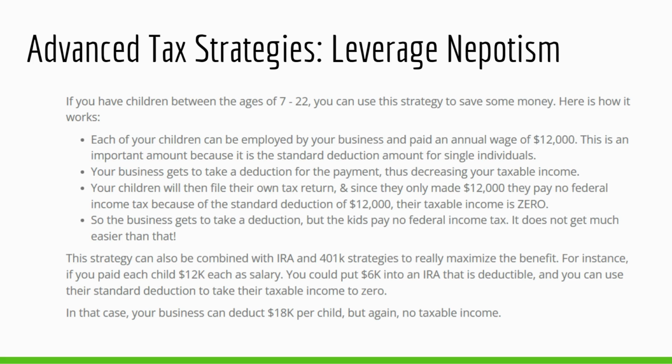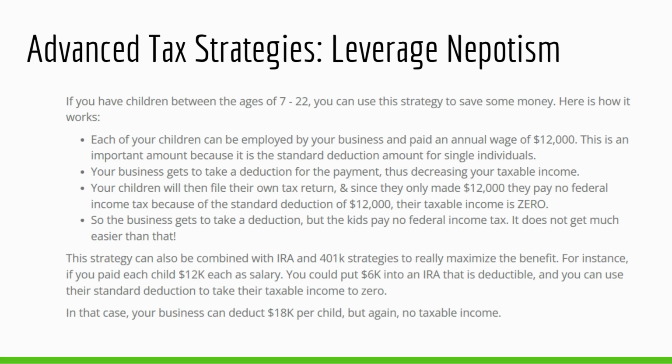Leverage nepotism. So for those of us who have children, if you have children between the ages of 7 and 22, you can use this strategy to save money. The way it works, each of your children can be employed by your business and paid an annual wage of $12,000. $12,000 is important because it's the standard deduction amount for a single individual. Okay, so your business gets to take a deduction for the amount that you're paying your children, thus decreasing your taxable income. Okay, so you have 2 kids, you pay them each 12 grand.